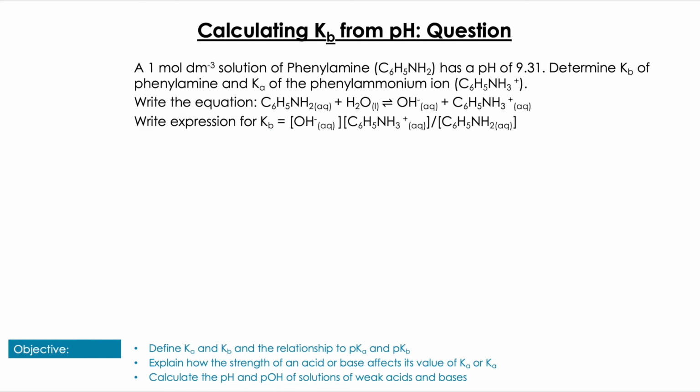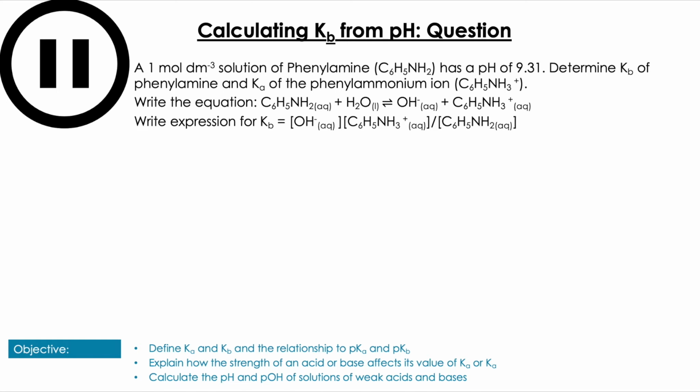So let's set you loose on one of these. Here's a question. 1 mole per decimeter cubed of phenylamine has a pH of 9.31. Determine the Kb of the phenylamine and the Ka of the phenylammonium ion. You've got the equation, you've got the Kb. You can do this, guys. Pause the video here to give yourself some time to do this.